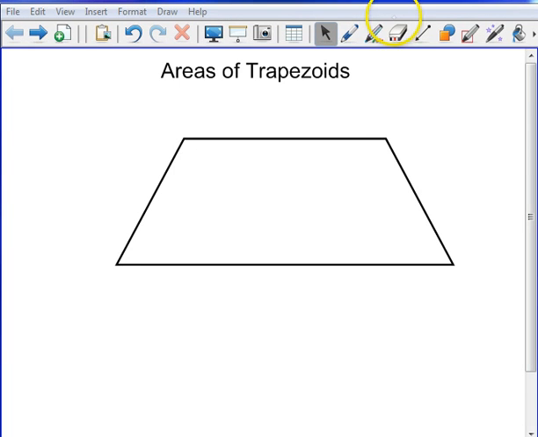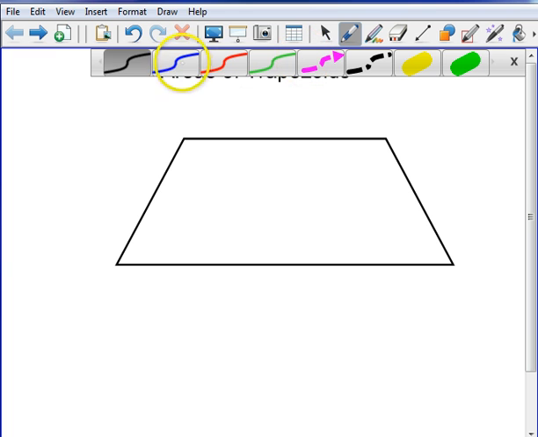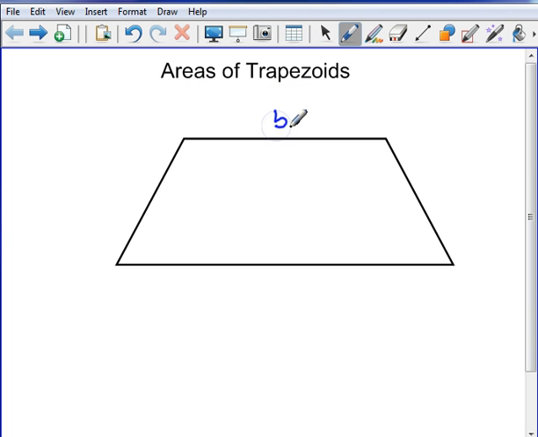Areas of trapezoids. This is not as easy as areas of rectangles or areas of triangles or even areas of parallelograms, but they're not too hard. Here's how it works. Every trapezoid has two bases. We'll call that B1. We'll call this one B2. And by definition, they are different lengths. Every trapezoid also has a height, which is the distance between the two parallel bases.